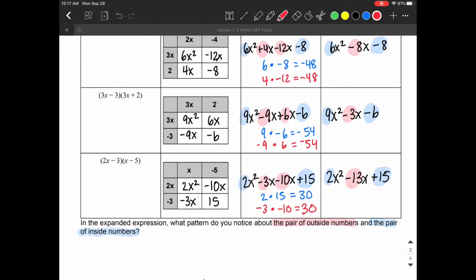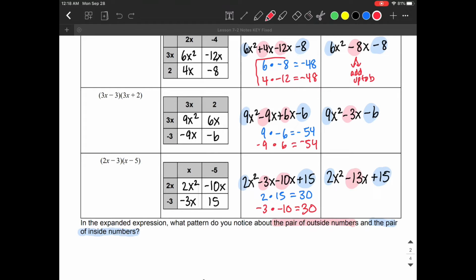If I look back at my ax squared plus bx plus c form, I used the diamond. I just used whatever the c term was to find what I needed the numbers to multiply to, and whatever the b term was to find what they added to. Here, the b is the same. I'm still looking for two numbers that add up to that middle term b.